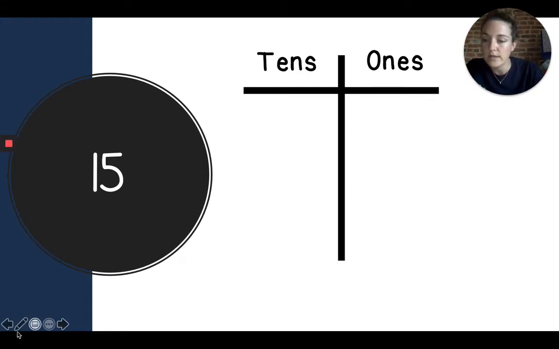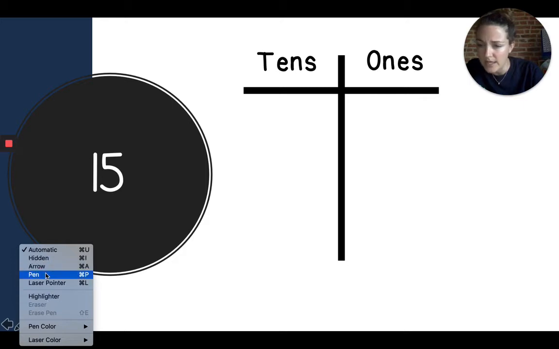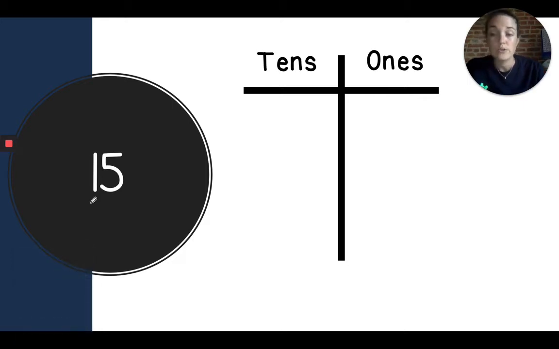So let's take a look at this number. Now I'm going to use my pen again to show you what I'm thinking about. So this is the number 15, but if I use place value and split up this number with the T-chart that we use in school, and that you see right here, I know this side is my tens and this side is my ones. So the number 15 is made up of 1 ten and 5 ones. That's the value of the number.